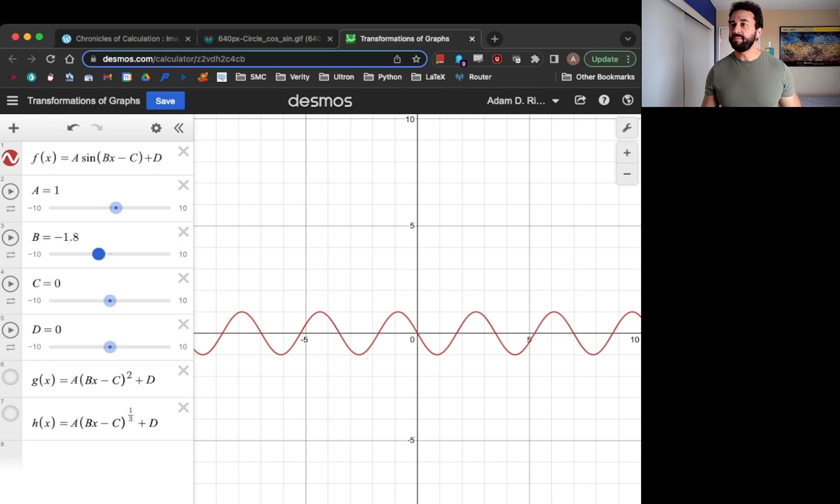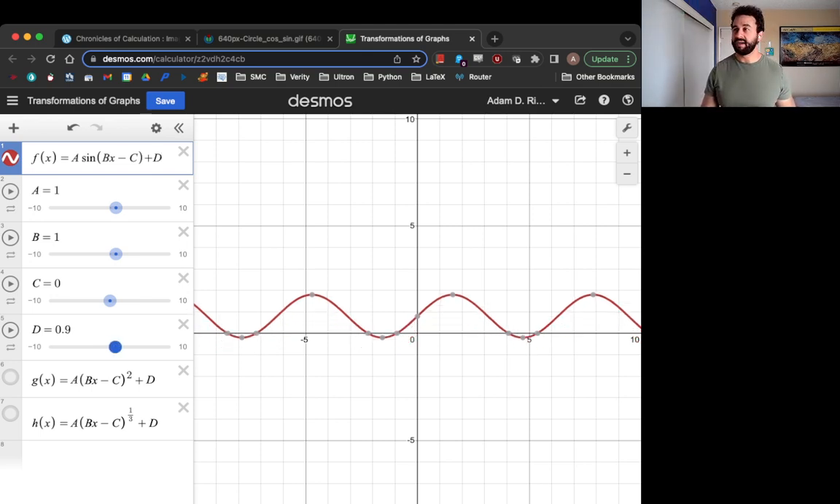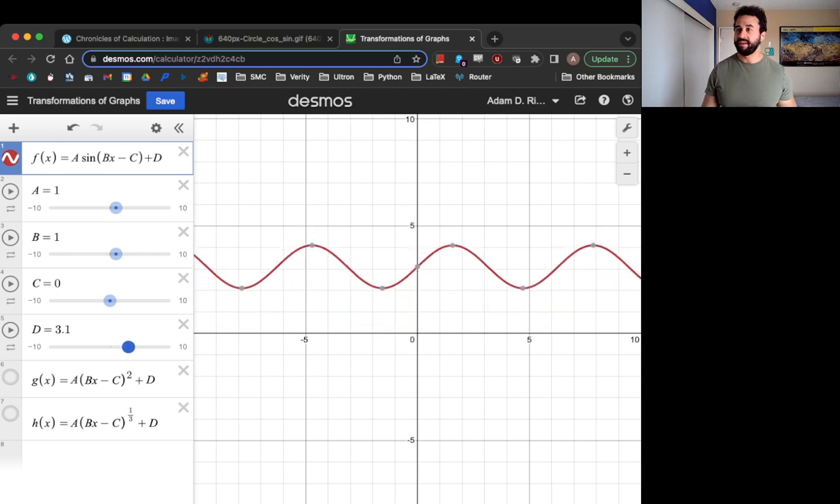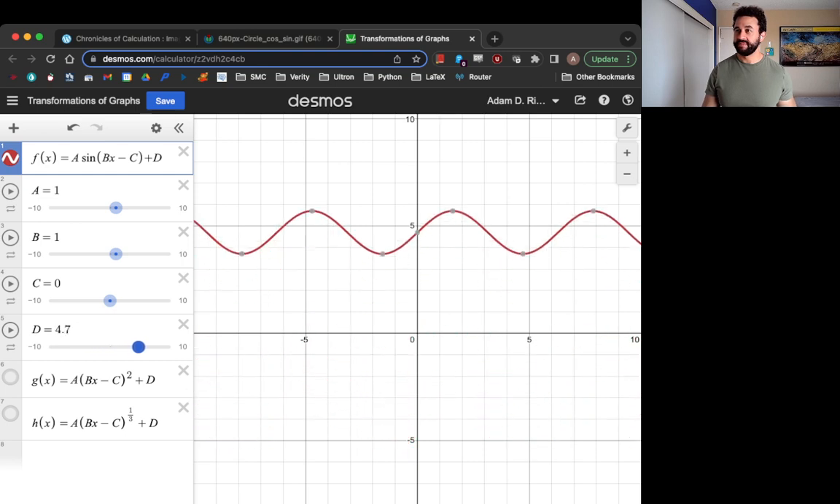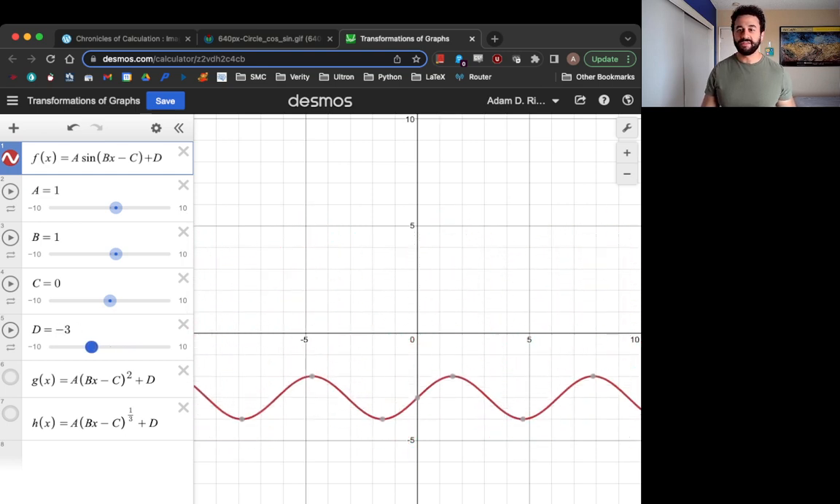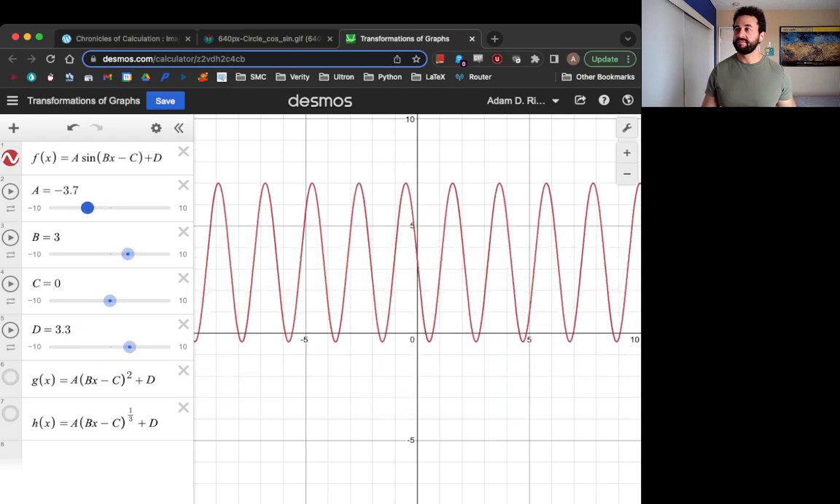Okay, so let me put B back to 1. There we go. So no change in period, no change in the amplitude. We're going to skip C for now, but let's look at D. D is this number right up here. And as we had seen before, that's going to give you a vertical translation. If D is positive, it shifts the whole graph up. If D is negative, it shifts the whole graph down, and that's it. And then you can mess with all of these values to get different types of sine curves.